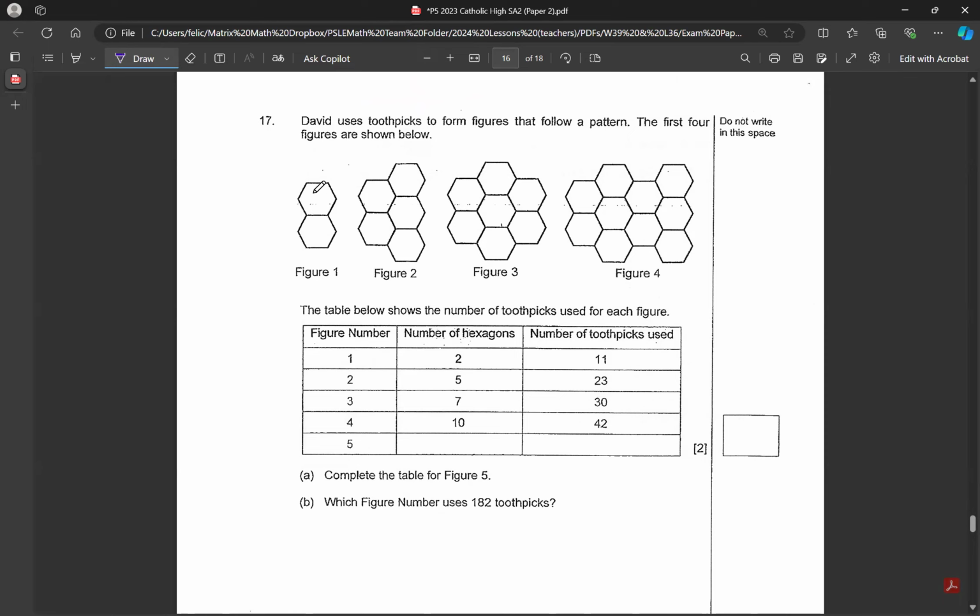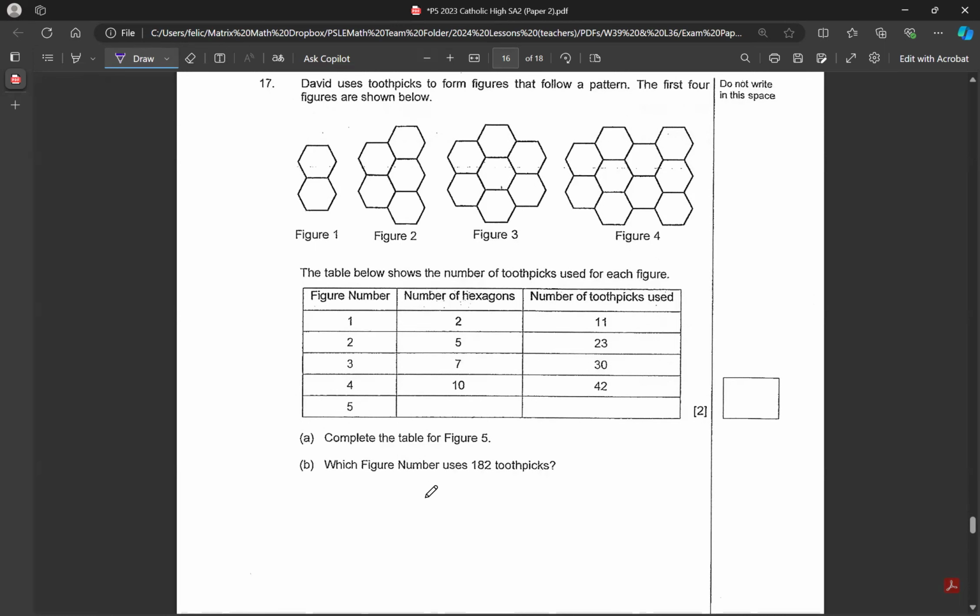A hexagon is one shape like that. This is called a hexagon. Okay, so notice the numbers they fill out up to figure 4. We need to complete figure 5. So let's look at how the pattern is going.